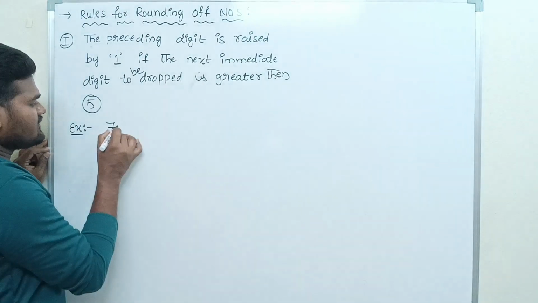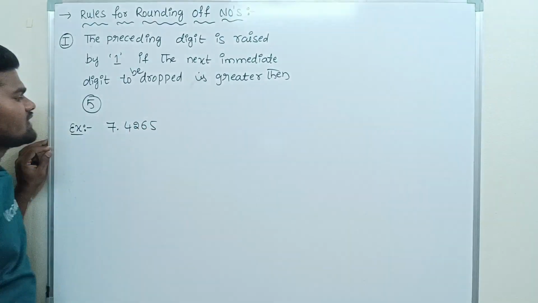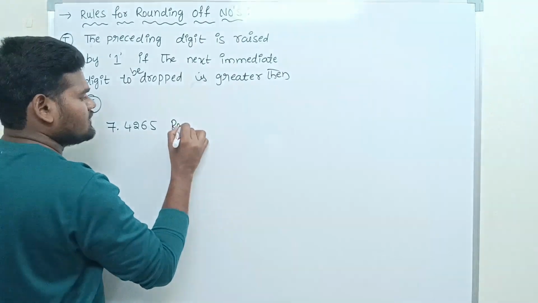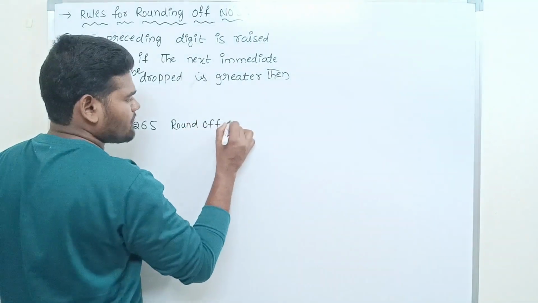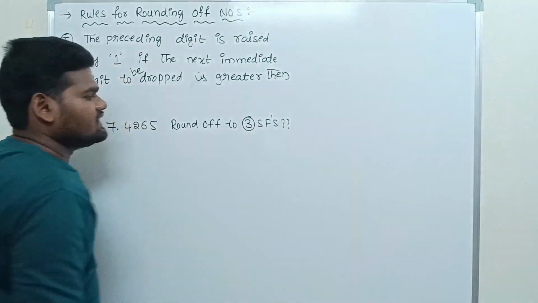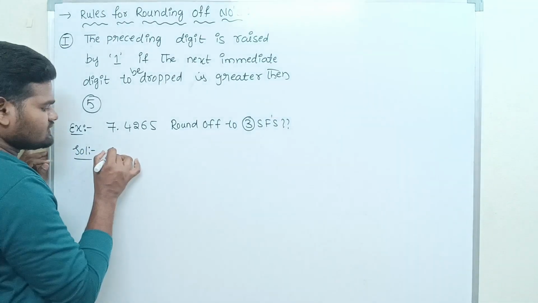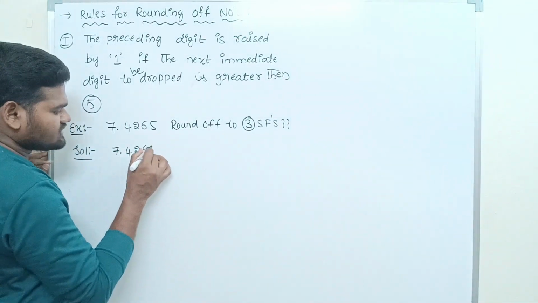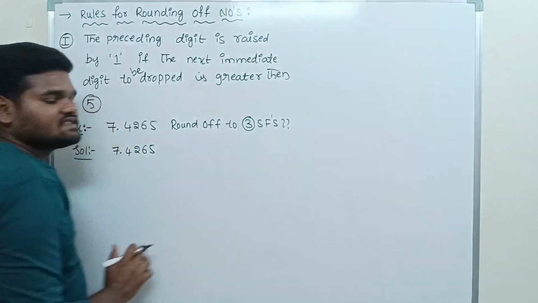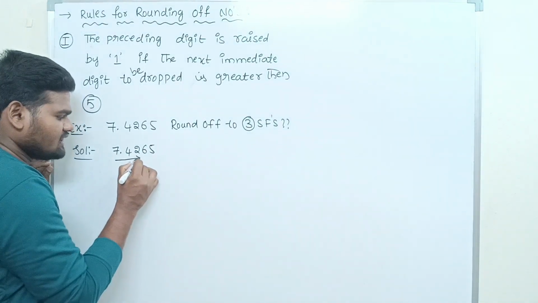So the given number is 7.4265. Round up to three significant figures. Have a look how to round up that number. So 7.4265, this is the given number. We have to round up to three significant figures. See, 1, 2, 3. Three significant figures.